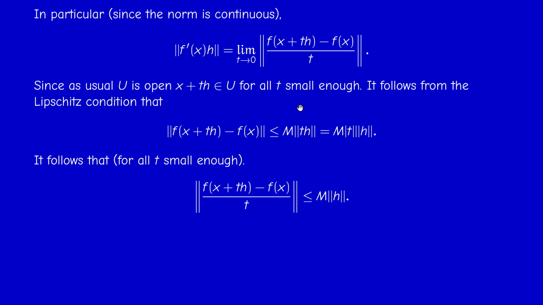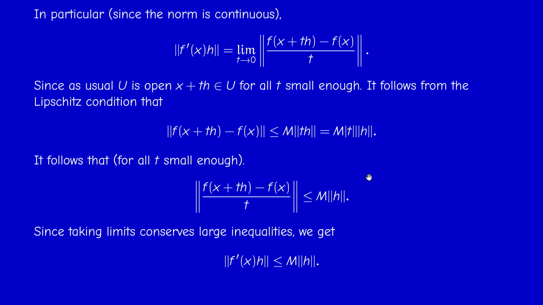So when we let t tend to 0, as you know, limits conserve inequalities, so we get that the limit of this norm, which is the norm of the derivative in the direction h, is less than m times the norm of h. But x was arbitrary and h was arbitrary, therefore this precisely means that the operator norm of f prime of x is less than m. Because recall that f prime of x is not necessarily a number. In general, it is a linear bounded map. So by definition, the norm of f prime of x is less than m, and that's it. So this is very easy.